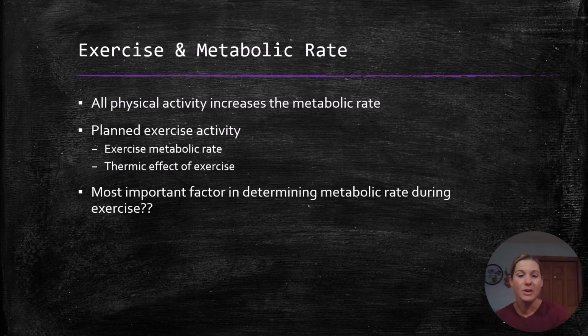Okay, so exercise and metabolic rate. All physical activity will increase metabolic rate. When we think about exercise, it's that planned activity. And we can think of the exercise metabolic rate, but also the thermic effect of exercise. Exercise metabolic rate is how many calories per hour I'm burning while I do the elliptical. So again, I could be doing 300 calories an hour if it's low intensity, or 600 or 700 calories at high intensity.